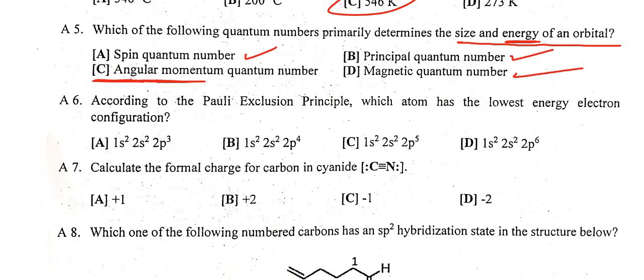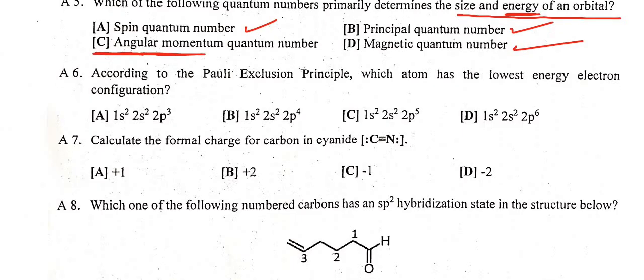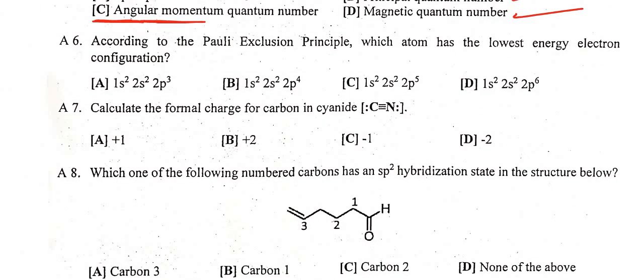Then look at number 6. They're saying according to the Pauli exclusion principle, the lowest energy electron configuration is what we're going to consider. So which atom has the lowest energy electron configuration? Lowest energy is dependent on the number of repulsions we're able to experience on the last orbital. So the one that will be lowest here will be this, because this gives us a lot of repulsions.